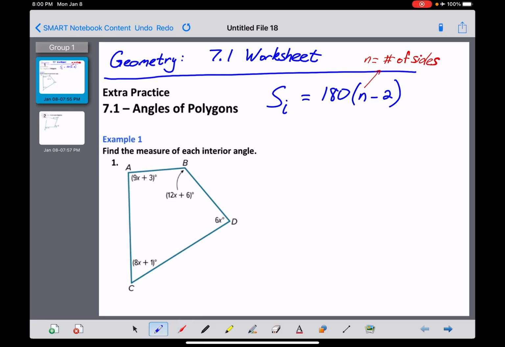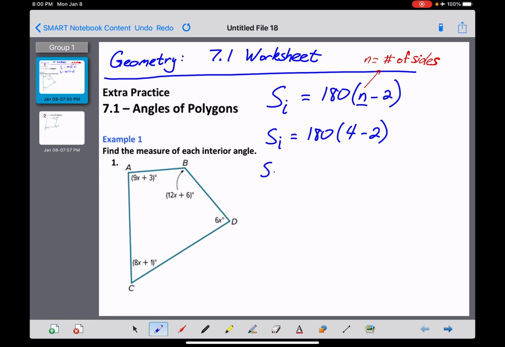So in this problem, we can take a look at what kind of polygon we're dealing with. Very quickly, if we count it up, we see 4 sides. This is a quadrilateral. So the sum of our interior angles in any quadrilateral is going to be 180 times, well, since n is the number of sides and this figure has 4 sides, we put a 4 in for n and a minus 2 at the end.